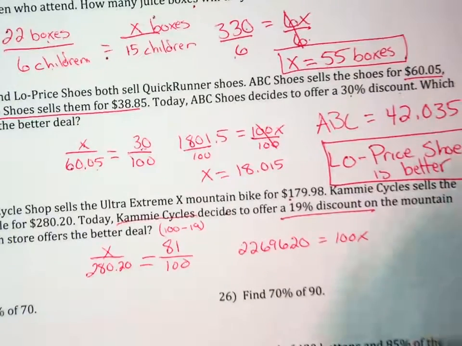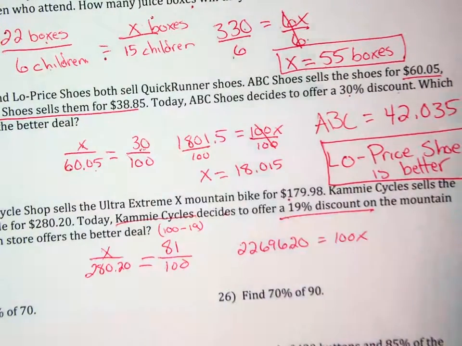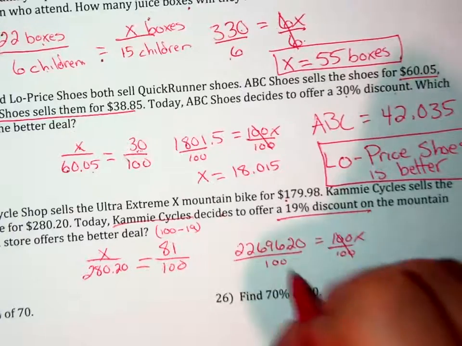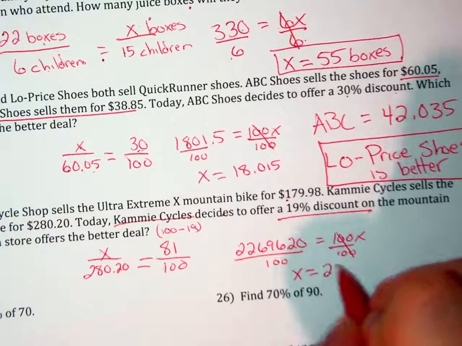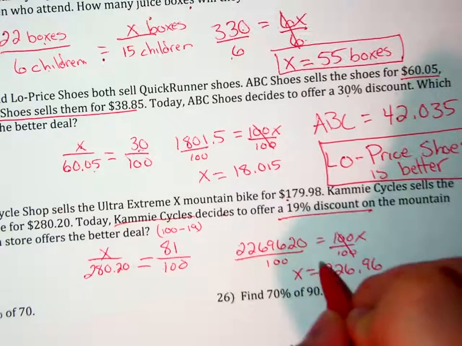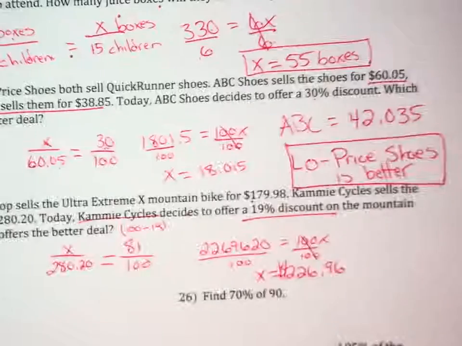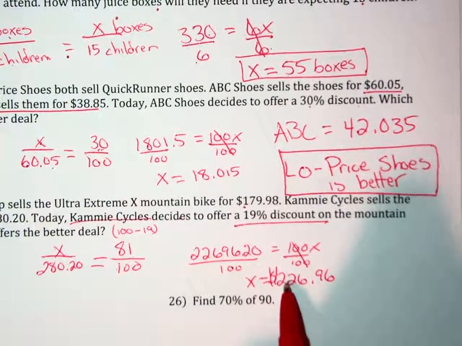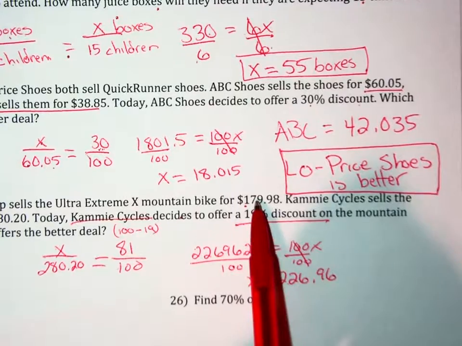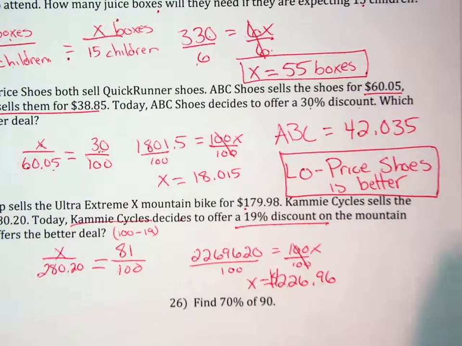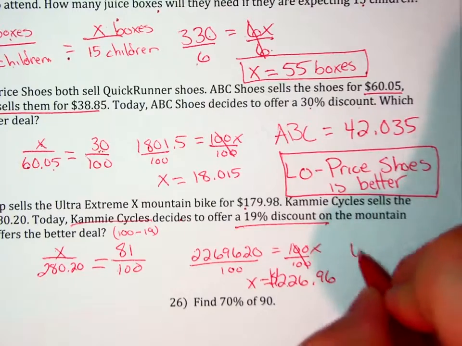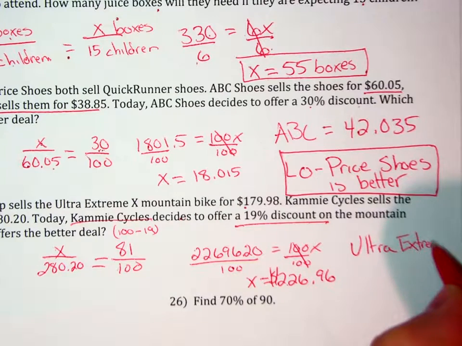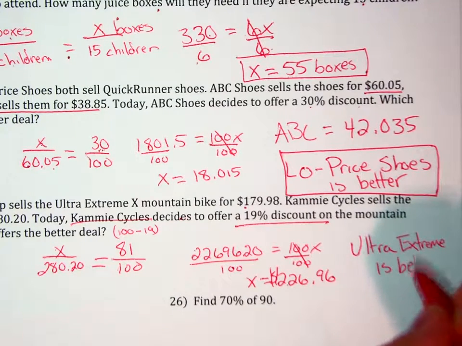equals 100x. When we divide both sides by 100, we determine that x equals 226.96. That's enough decimal places for me. So now I can look at the price of the two bikes. Cami Cycles is still 226. Ultra Extreme mountain bike is 179. Clearly, the 179 is the lower price, so Ultra Extreme is better.